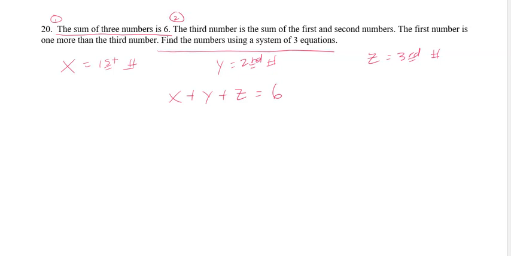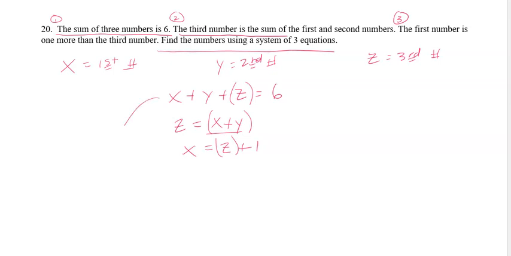Right? Here's equation number 2. The third number, which is z, equals the sum of the first and the second numbers. And then here's equation number 3. The first number, which is x, is 1 more than the third number. So that's saying the third number plus 1. And since I've got z solved for, and there are 2 other z's that I could replace, I think it makes it easy just to replace these other 2 z's with x plus y. This is just the substitution method.